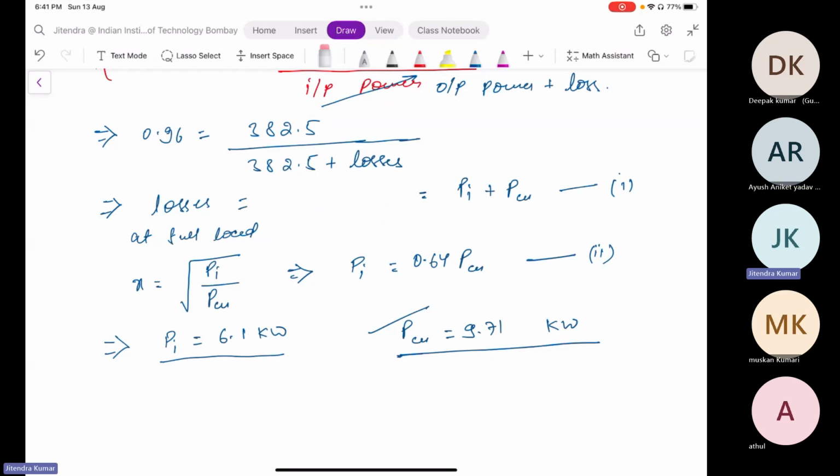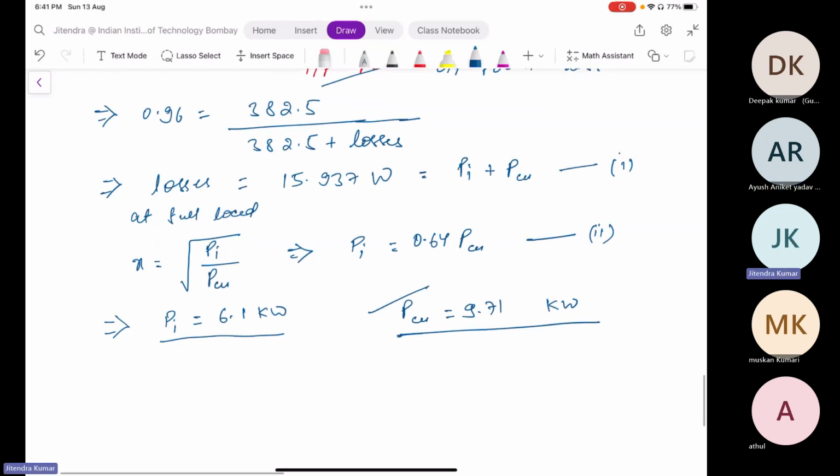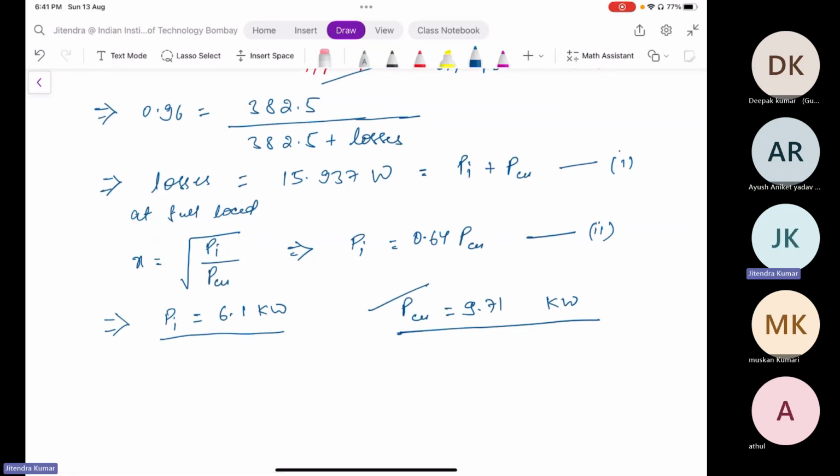How much is it? Sir, 15.937. Right. Now it is making sense. So 15.937, yes, sir. Right.